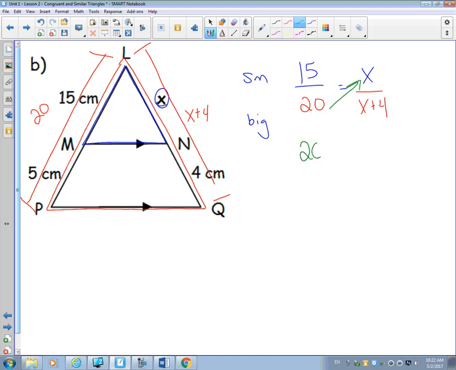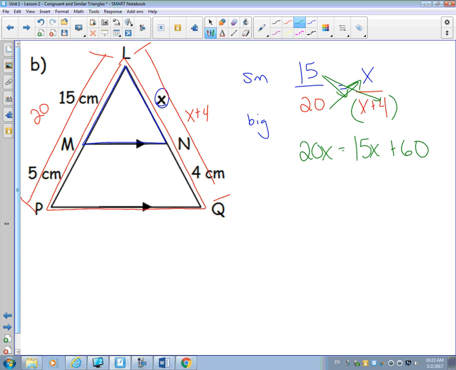20 times x is 20x. 15 times that makes 15x for sure, but I need to think of this as having a bracket around it. I need to multiply the 15 by both of those things, so I get plus 60.